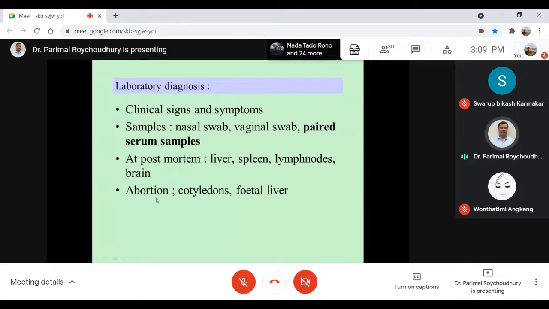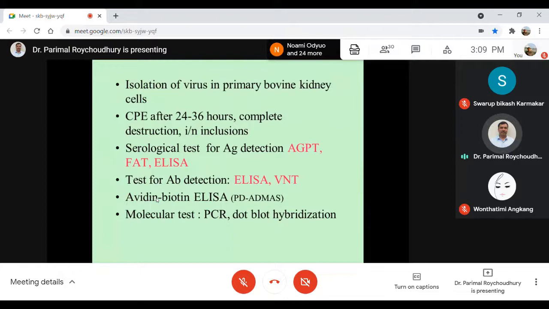As I said, the primary bovine cells are suitable for isolation of this virus, and they typically produce syncytia formations with intranuclear inclusions, which is diagnostically important. Okay, so the serological tests include SNT, FAT, ELISA, and antibody detection, again ELISA, and virus neutralization test can be performed. The Project Directorate on Animal Disease Monitoring and Surveillance, PD_ADMAS, is now renamed NIVEDI, National Institute of Veterinary Epidemiology and Disease Informatics. It's located at Bengaluru. That ICAR institute came up with an avidin-biotin ELISA kit for serodetection of IBR infections, a low-cost kit.